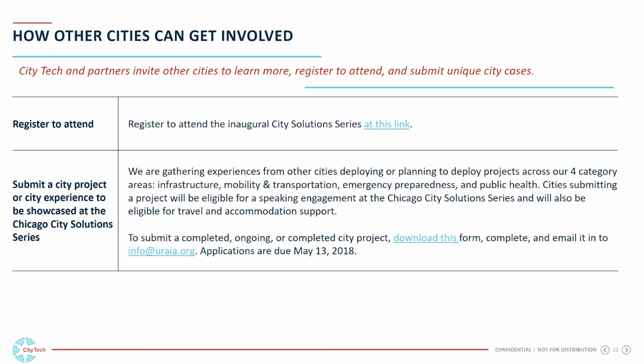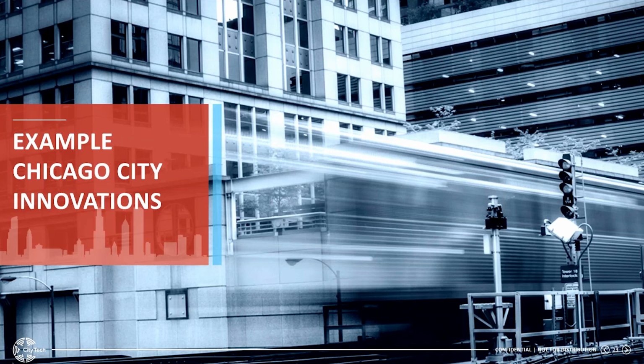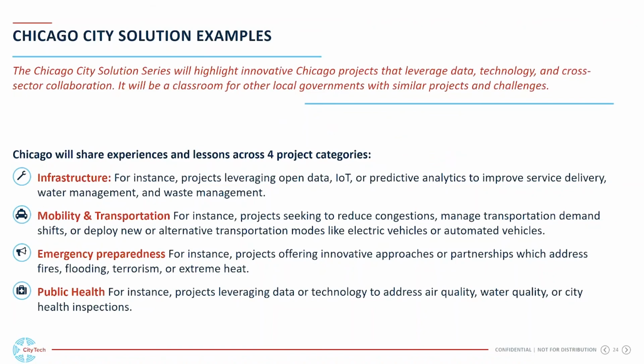There's also an opportunity, as I mentioned, for your city to present a city project or experience that would be showcased at our City Solution Series. So we are gathering experiences from other cities that have projects that are aligned, again, with our 4 category areas: infrastructure, mobility and transportation, emergency preparedness, and public health. Cities that submit a project will be eligible to speak at the City Solution Series. You'll be part of a panel discussion and have the opportunity to present your project. And the cities that we select for a speaking engagement will also be eligible to have their travel and accommodation supported with funding.